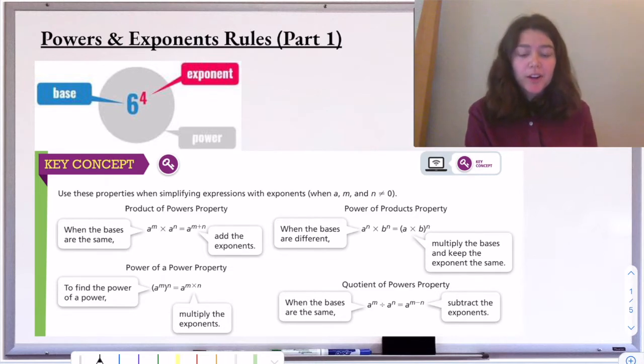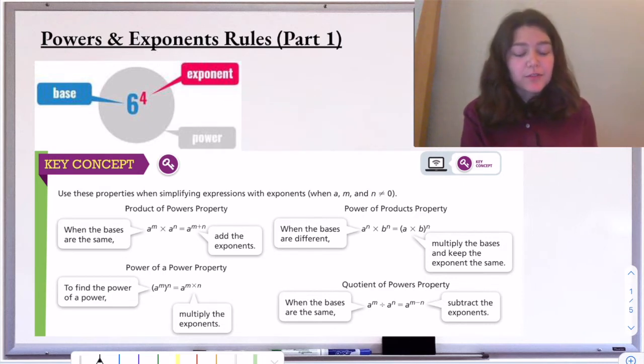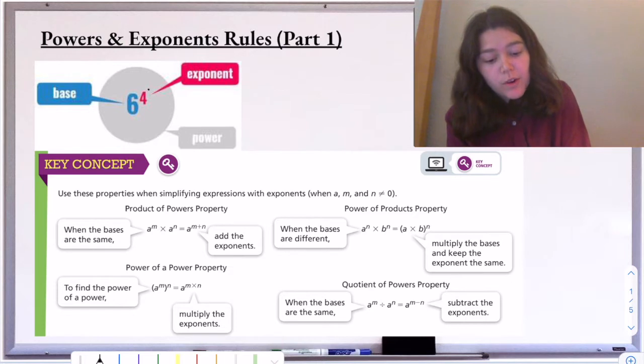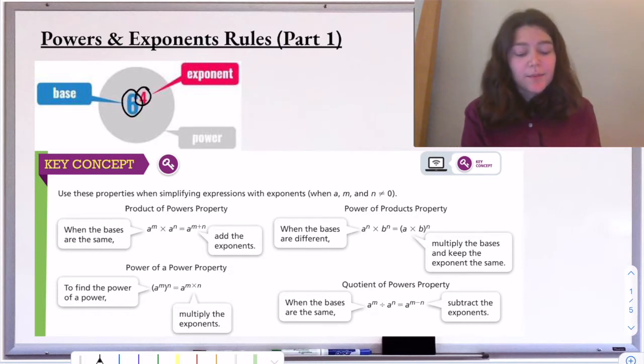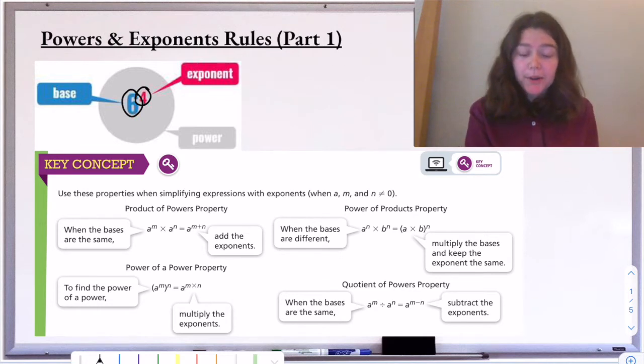So a power, that is this whole term here. We have 6 to the power 4. We call 4 the exponent. 6 is the base, right? And then you can call that entire expression, 6 to the power 4, the power.